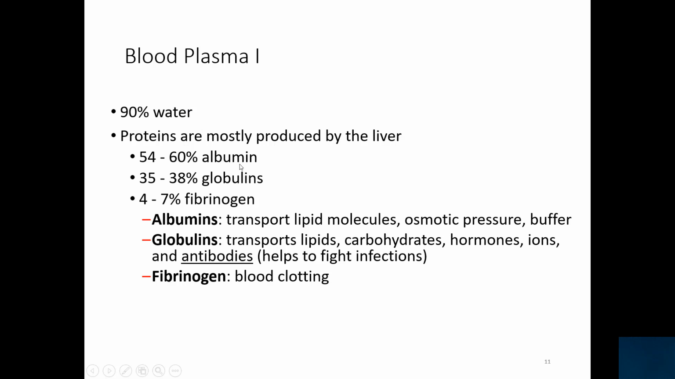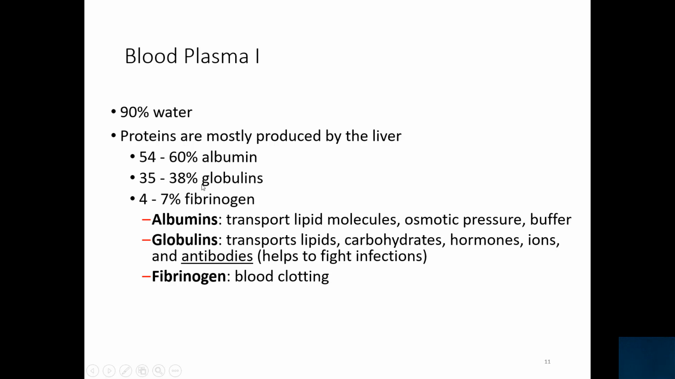Main proteins will be albumins, 54 to 60%, and their function is to transport lipid molecules. They are responsible for creating and maintaining osmotic pressure, and they also work as buffers, maintaining blood pH.